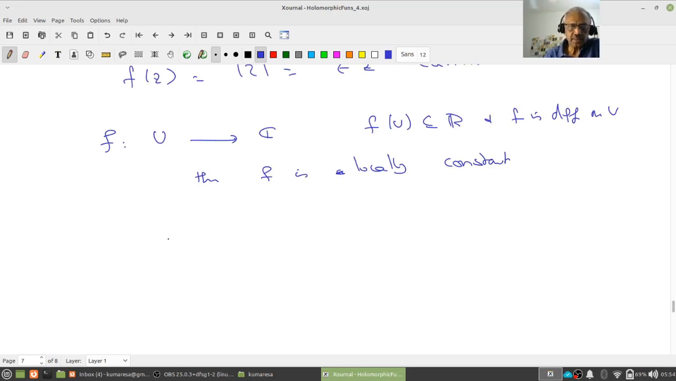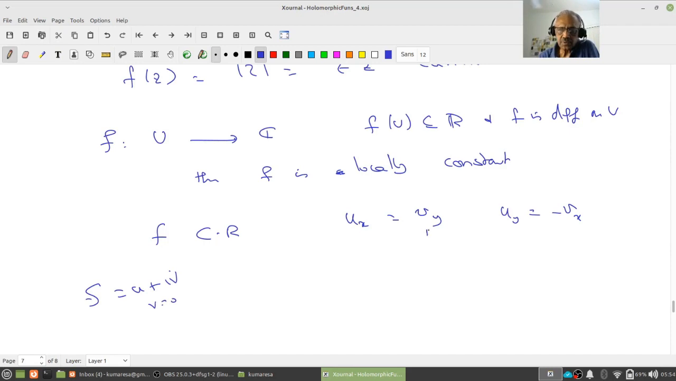Because what does it mean? If f is differentiable, f satisfies CR. And that means ux equal to vy and uy equal to minus vx. I hope I'm right. Now f is equal to u plus iv and v is 0. Therefore this is 0, and similarly this is 0. Therefore f is only a function of u, but you are saying ux is 0 and uy is 0. Therefore u is locally constant.